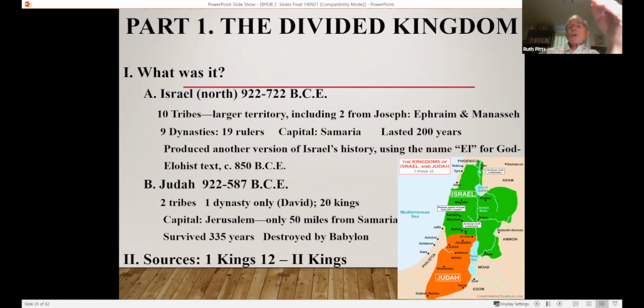Now, so Judah will last an extra 135 years. It's only 2 tribes. That's primarily Judah, and it kind of absorbs Benjamin. And there's this one dynasty, as we said, of David with 20 kings. The capital is Jerusalem. They're only about 50 miles apart. Whereas Israel in the north is destroyed in 722 by Assyria, Judah is destroyed by Babylon, because the Babylonians will have destroyed the Assyrians. Okay, the sources are there indicated.